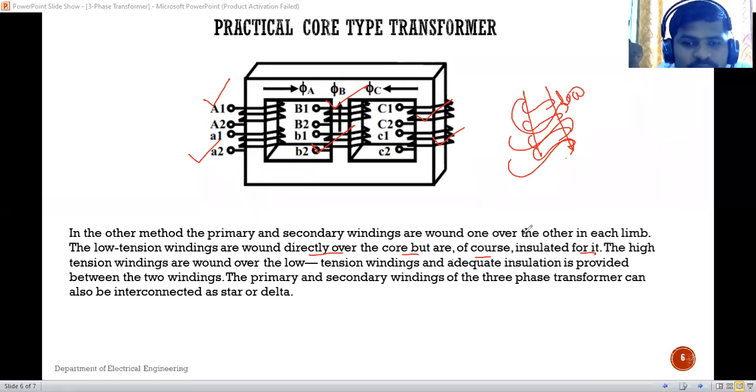Okay, see, insulation is provided between the two windings, and the primary and secondary winding of the three-phase transformer can also be interconnected as a star or delta. ते स्टार मध्ये किंवा डेल्टा मध्ये पण काय करू शकतो आपण? इंटरकनेक्ट करू शकतो. ओके, गेटिंग? So this is the special construction feature of a three-phase transformer, also the core type, and this is the shell type transformer.